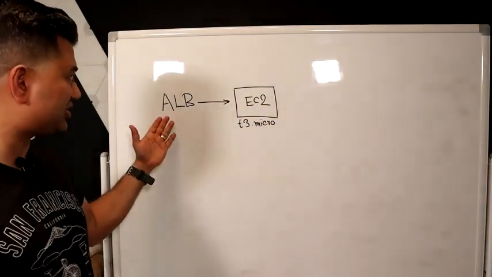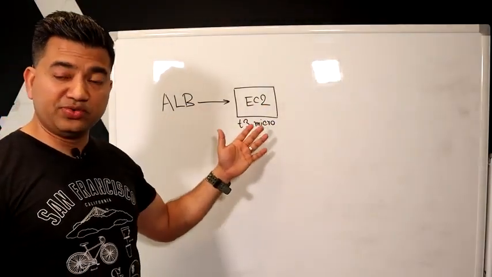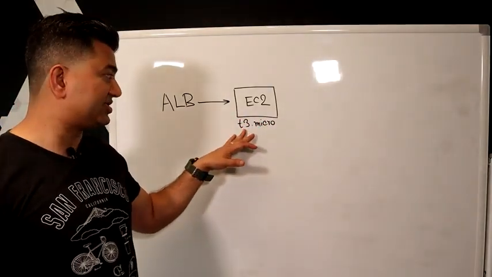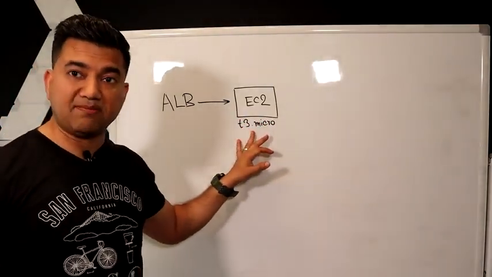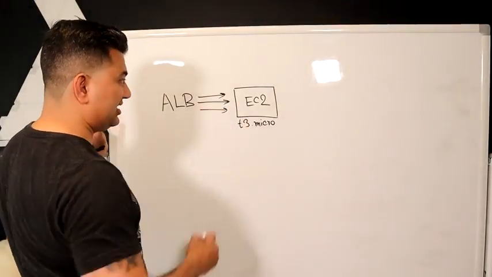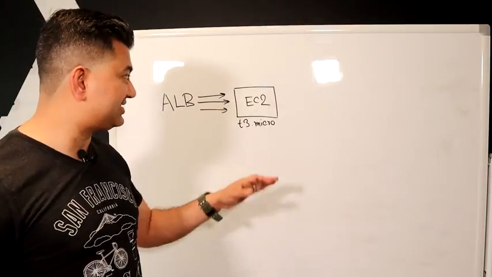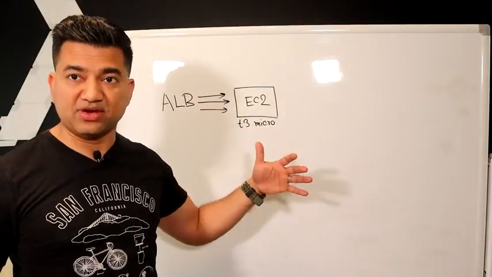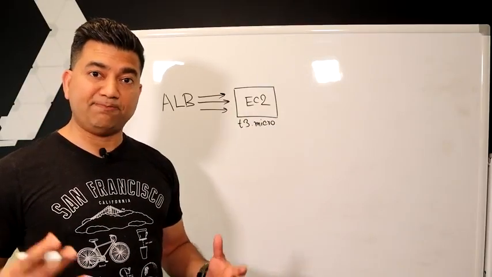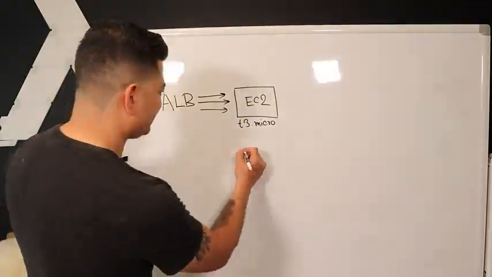Let's say you have an application load balancer to this EC2, and this EC2 is running your application. This EC2 is of type T3.micro. So the traffic started increasing, and at a certain point, this EC2 reaches the max CPU. So for vertical scaling, you will provision a bigger EC2.